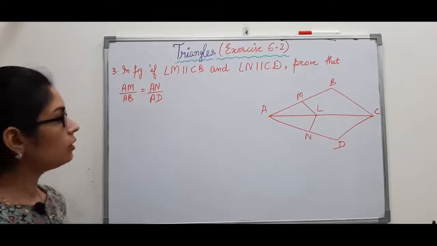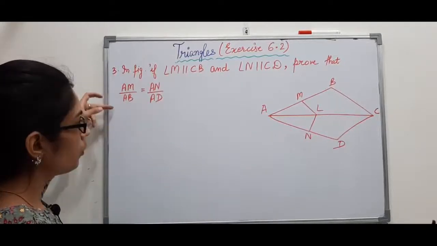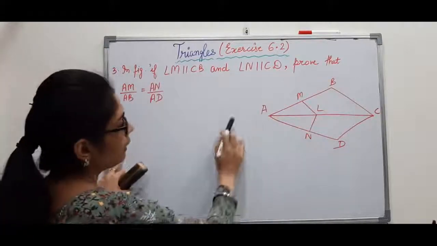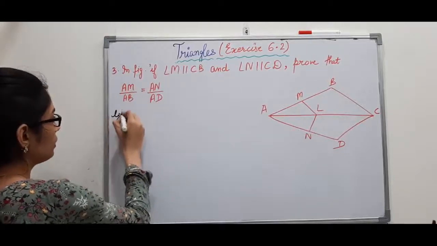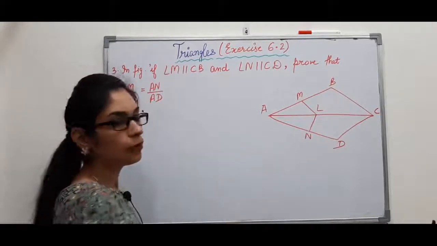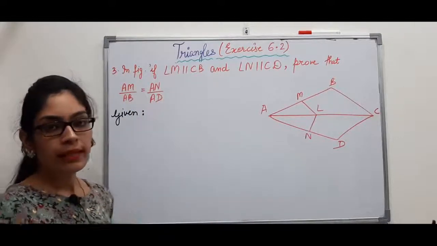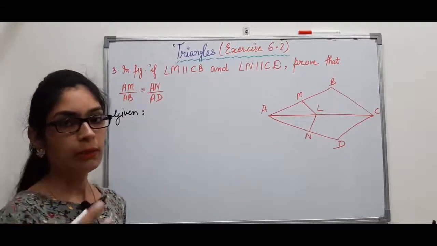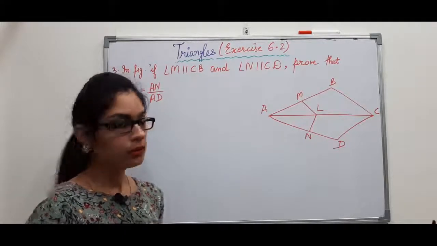In the third question, this figure is given to you and you have to prove this thing: AM upon AB is equal to AN upon AD. So what is given to you? Same way we will write that first. Always in geometry questions, whenever you are doing any proofs, we have to prove this thing, so it is better to write everything step by step. First of all write the given, then what you have to prove, and then the proof. Same way like we have done the proof of the theorem, you have to do.